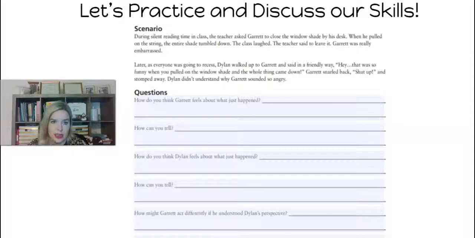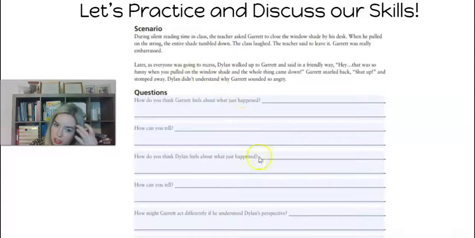So there's a scenario. During silent reading time in class, the teacher asked Garrett to close the window shade by his desk. When he pulled the string, the entire shade tumbled down, and the class laughed. The teacher said to leave it, and Garrett was really embarrassed. Later, as everyone was going to recess, Dylan walked up to Garrett and said in a friendly way, "Hey, that was so funny when you pulled on the window shade and the whole thing came down." Garrett snarled back, "Shut up!" and stomped away. We don't say that, right, guys? This is just an example. Dylan didn't understand why Garrett sounded so angry.